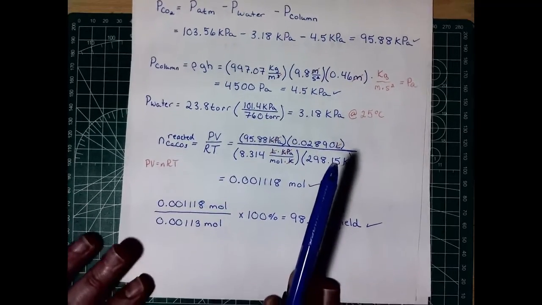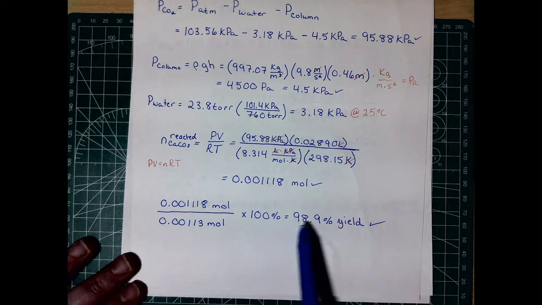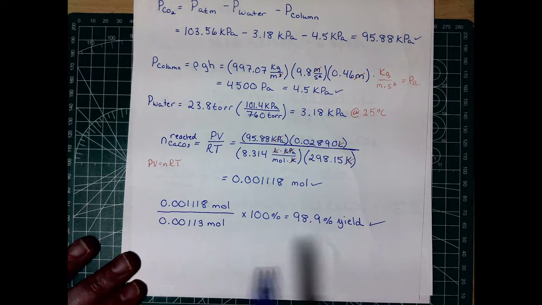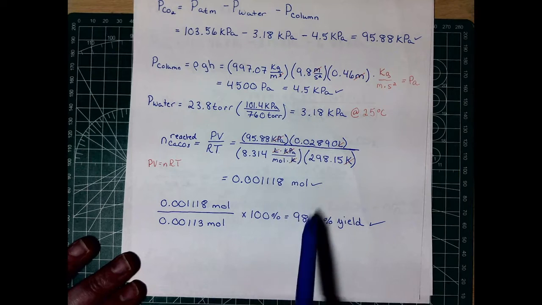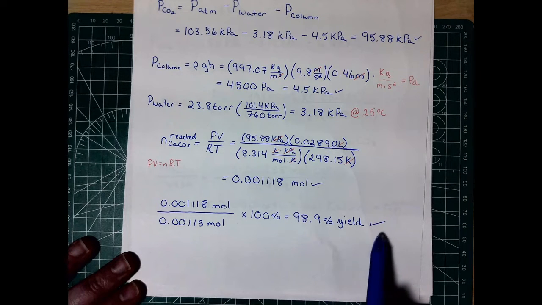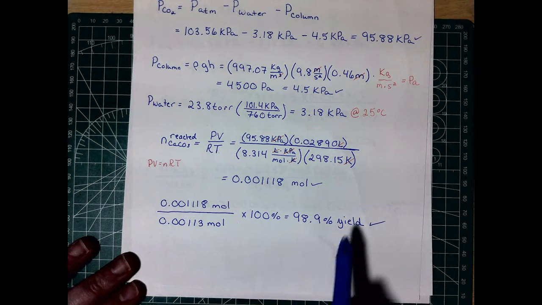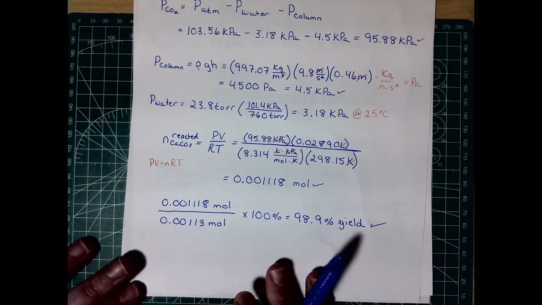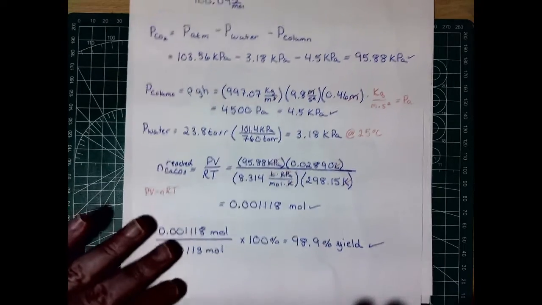I multiply that by 100% and I get 98.9% yield. Now you're going to do this for 2 more trials, and you're going to average together your percent yields to carry forward to part B. I am just going to carry forward this value to part B because I didn't do the other 2 trials here.